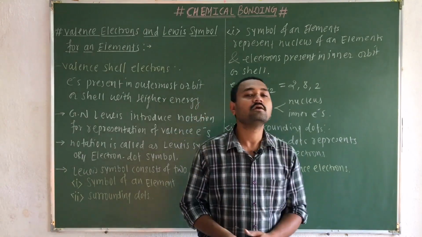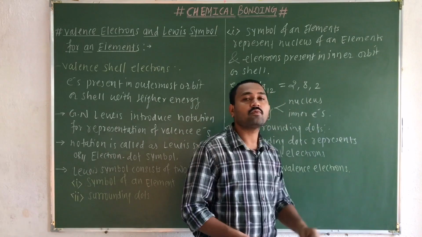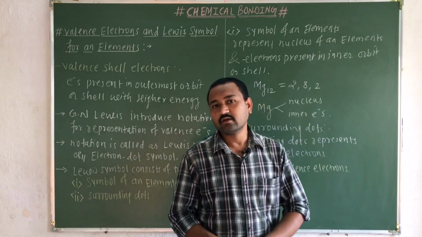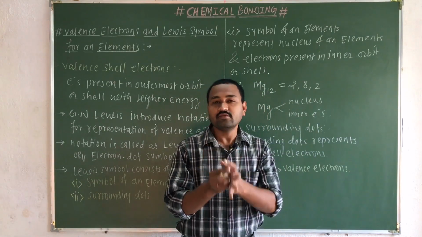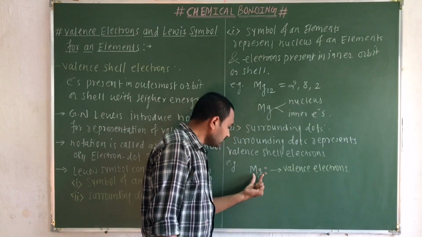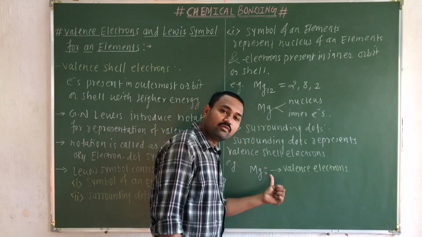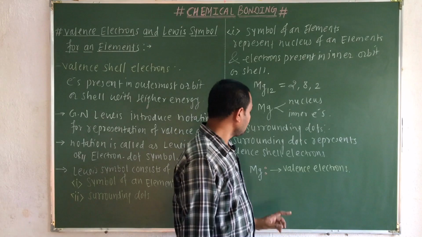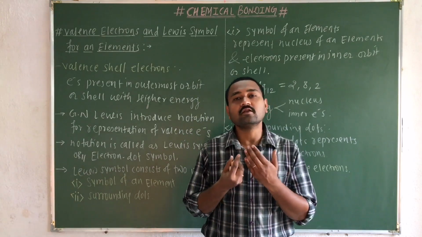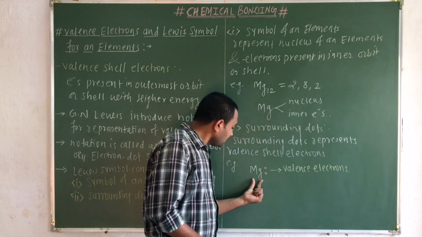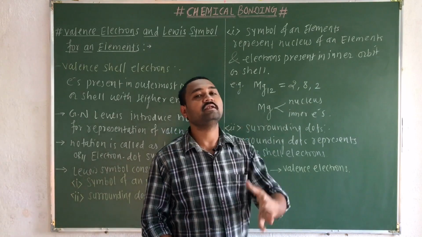Now after studying these 2 important points, we can conclude that whenever we have to consider the Lewis symbol, we have to write down the symbol of the element along with the surrounding dots. Your Lewis symbol generally represents the symbol of the element and its valence electrons.